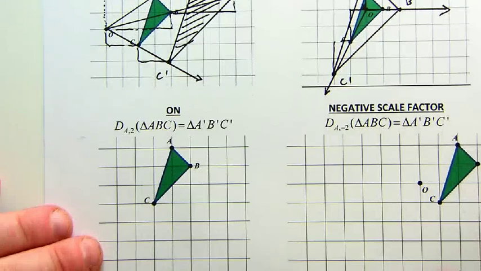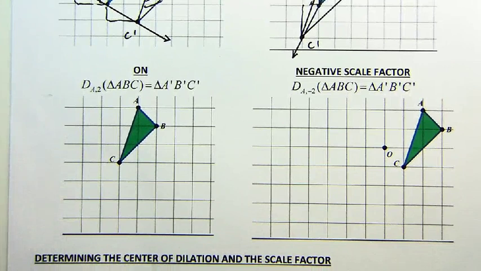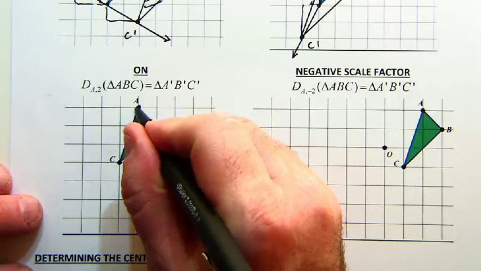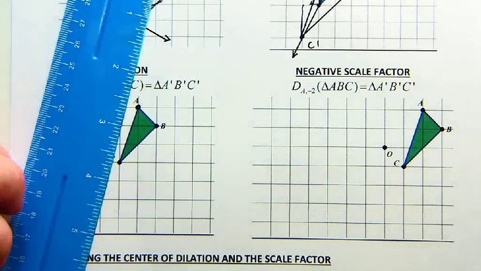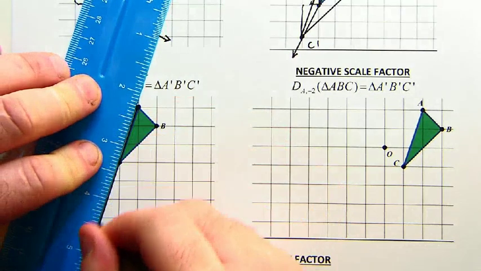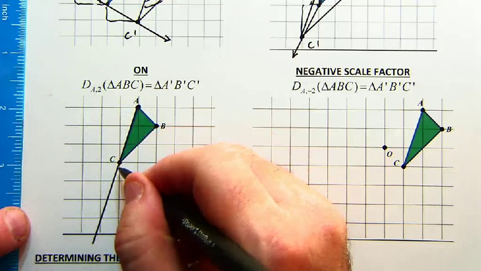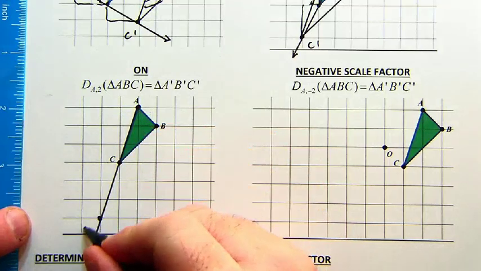Alright, let's just finish up the other dilations. What happens if your center of dilation is on the triangle, like A is? Well, then it moves nowhere, right? A goes nowhere at least. But C will still be dilated twice. So 1 over 3 down, 1 over 3 down. Here is C prime.